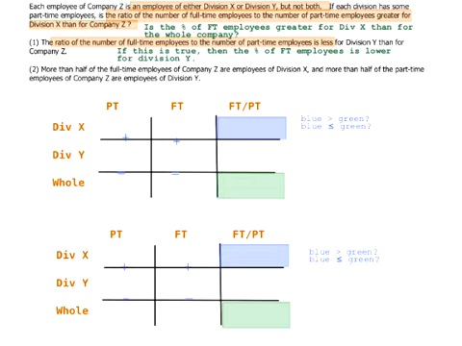All right, statement 1, the ratio of the number of full-time employees to the number of part-time employees is less for division Y than for company Z. So, in other words, literal ratios. So let's call this L for less, and let's call this R for the entire thing.